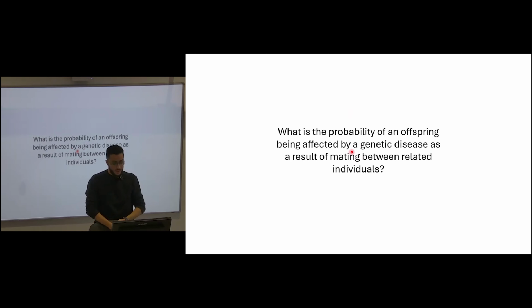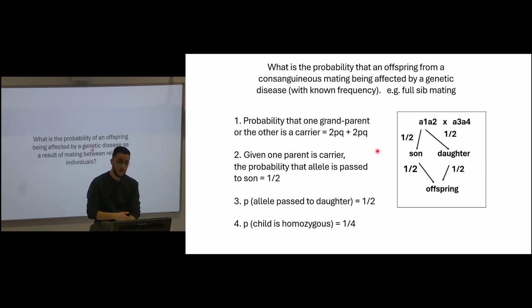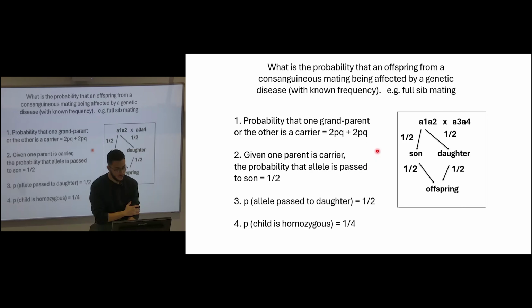Okay, so what's the probability of an offspring being affected by a genetic disease as a result of mating between, well, inbreeding basically? We've seen the Hardy-Weinberg equilibrium formula. Now we'll try to apply it to this concept of inbreeding, because we can also use those numbers in terms of inbreeding. So imagine you have a population in equilibrium, and then stuff like this starts happening, and you end up affecting the frequencies. You can calculate these frequencies in the following way. This is an example for full sibling mating.